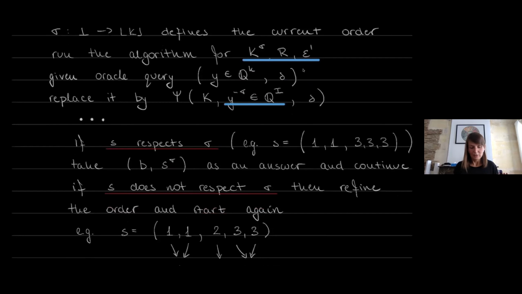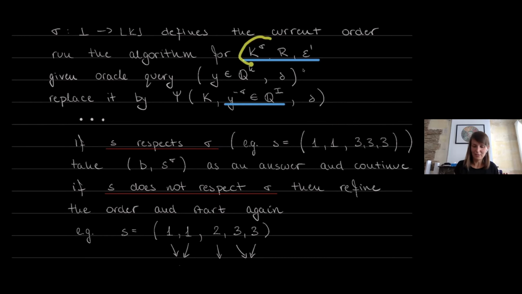If it's not the case, then we output some vector S. If S respects our current sigma, meaning that it's the same here and the same here, I hope that this is clear, then we can fold it and take the folded S as an answer and continue. This means that the folded version will be 1, 3, and we can continue. We show that this will be a correct answer to the oracle query for this set.